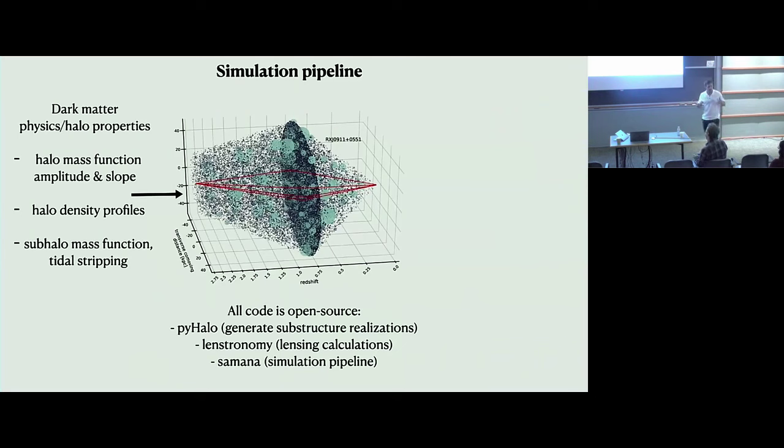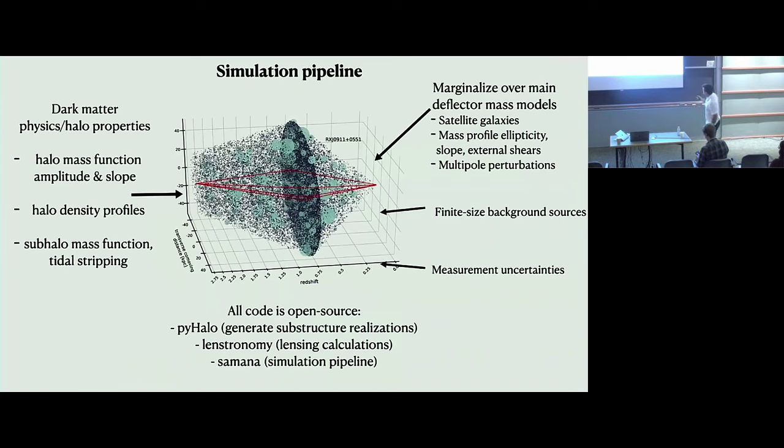So is the halo mass function a power law? Does it turn over at some scale, for example? And then, of course, there are also several other nuisance parameters that we have to deal with, which we also include in the lens model. These are things like satellite galaxies, deviations from ellipticity, angular structure in the lens, the finite size of the background source, and then, of course, your statistical measurement uncertainties.